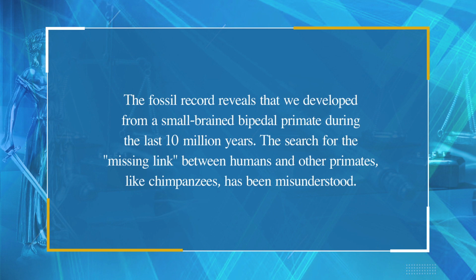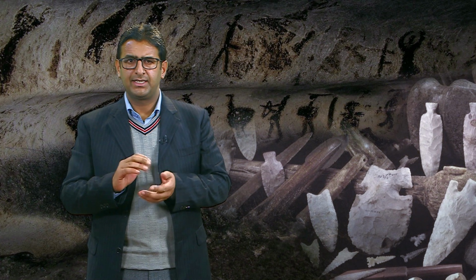The search for the missing link between humans and other primates like chimpanzees has been misunderstood by some anthropologists and even archaeologists, because it implies that evolution follows a linear path with clearly marked nodes demonstrating shared ancestors and linkages. The term missing link has generated controversy among paleoanthropologists. Following this line of thinking, there must have been only one evolutionary step between apes and humans.